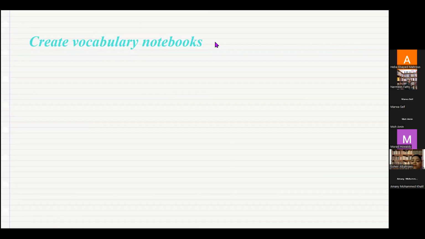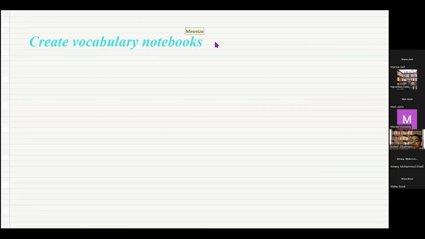Okay. Yes, most of them say yes. They use comic strips, yes. Mind map. Word web. No, did you try to use the vocabulary notebook with your students? Yes or no? No. Okay, we have some yes, some no. This is a very effective way to encourage your students to learn more vocabulary by having their own vocabulary notebook.